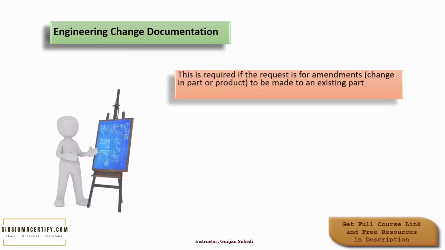We have another element, engineering change documentation. This is required if the request is for amendments to be made to the existing part. That means if there is a change in a part or a product, the document requesting and approving the change, called engineering change documentation, is required in the PPAP report package.